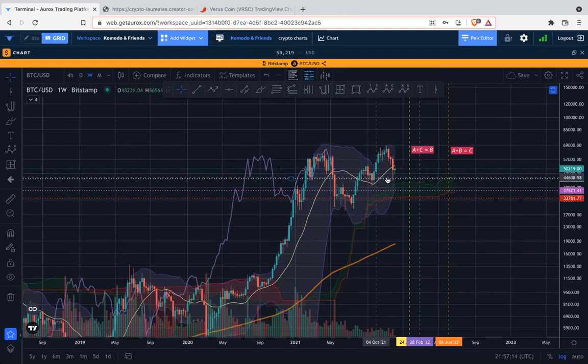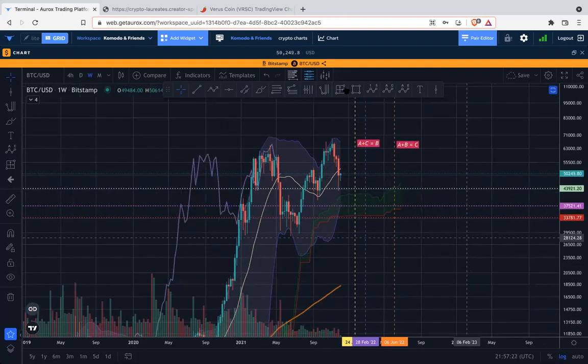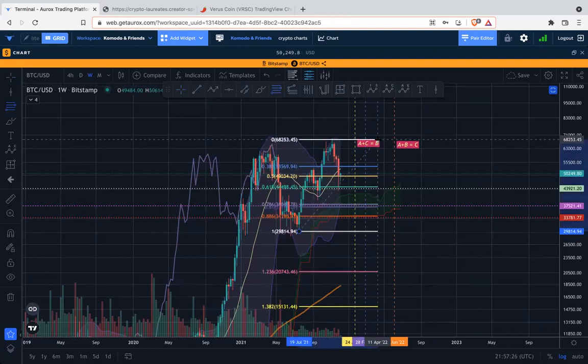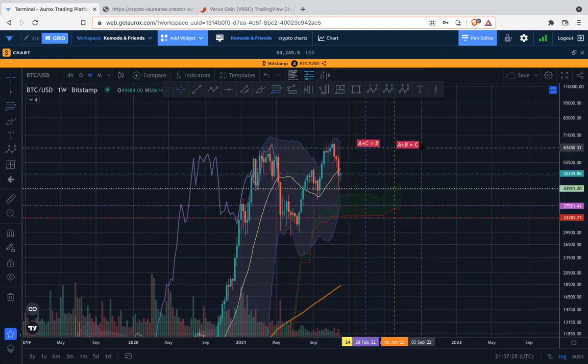The price levels: this green one is the 61.8 retracement. The purple one is the 78.6, and the red one is the 88.6 retracement from the low of the B wave to the high of the B wave. See that? Boom.